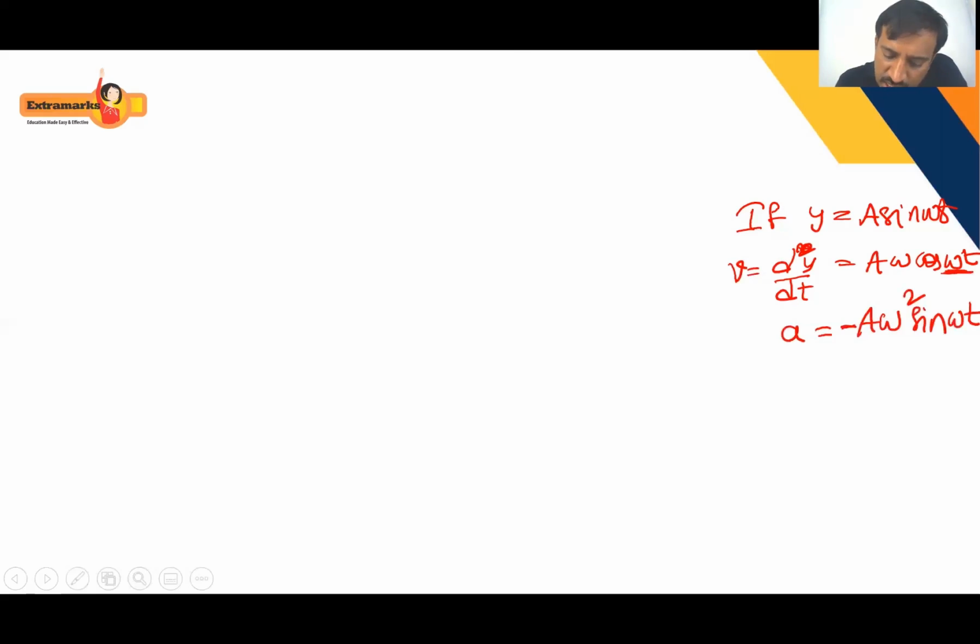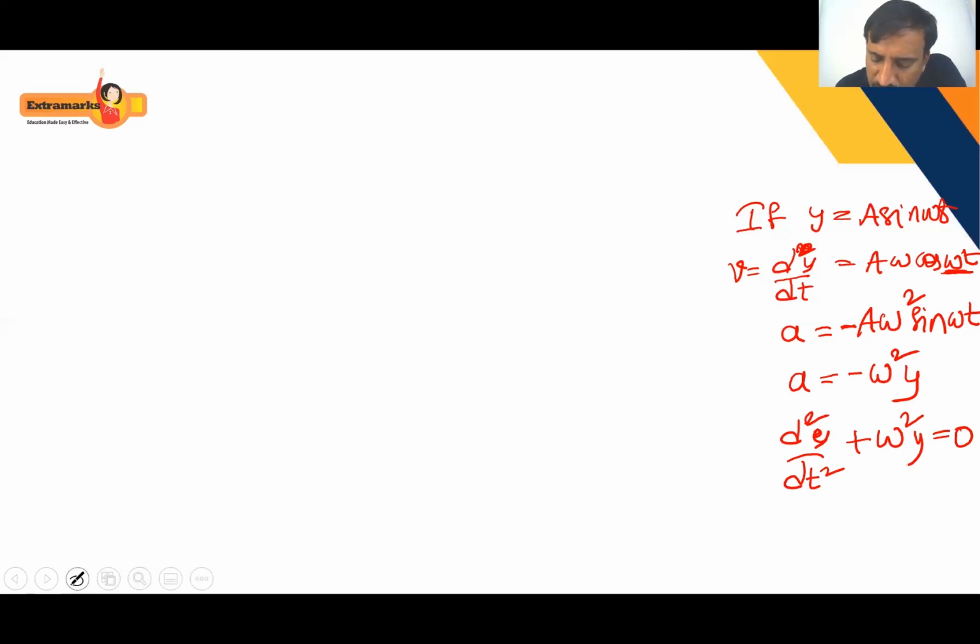You can see this a is equal to minus omega square times a sine omega t, which can be written as y. So this is nothing but d square y by dt square. This comes this side: d square y by dt square plus omega square y is equal to 0. So from the solution we are getting the equation, so the solution is satisfying. Hence y is equal to a sin omega t or a cos omega t are periodic functions which represent the SHM equation as well.